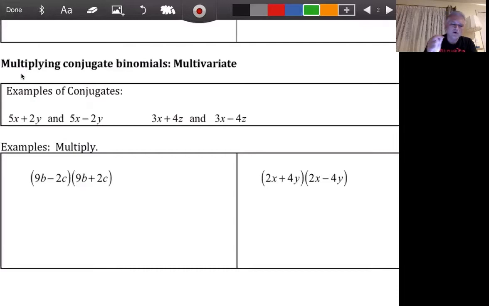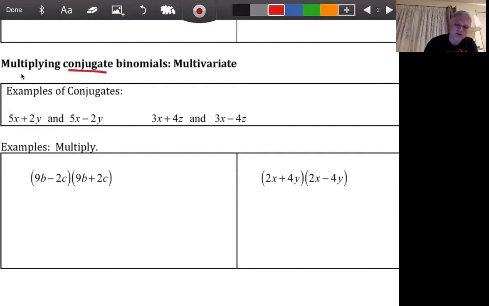So as you can see, we're still going to be multiplying lovely conjugates. We love the conjugates. You know, let's look at these two. Those two binomials both have positive 5x, and they both have a 2y, but the symbol in between, one has plus, one has minus. Those two binomials are conjugates. These two binomials, two terms, 3x, 3x, 4z, 4z, but there's a plus in the first and a minus in the second. Therefore, it is a pair of conjugates again.